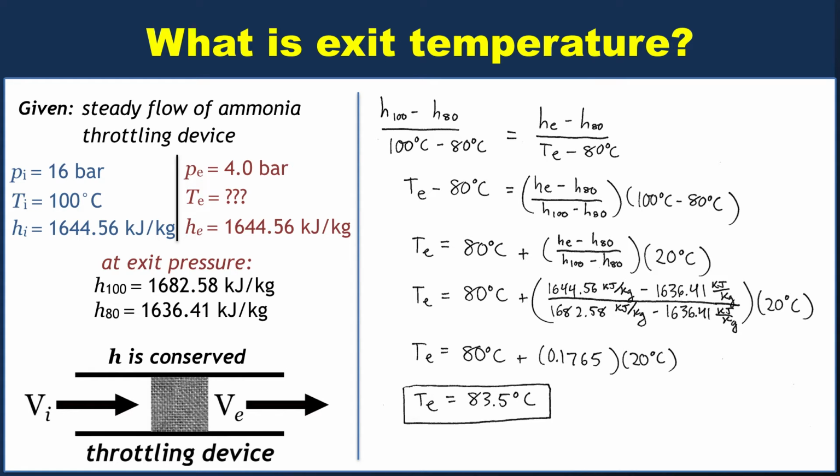That's good. It's also the case that H80 is a little bit closer in value to HE than H100 is, so we would expect a temperature a little bit closer to 80 degrees than to 100, and that's what we got. This problem also indirectly illustrates something interesting about the listings in the back of our book and the NIST website. So I'm going to record our temperature of 83.5 degrees C over there as found from using our book.